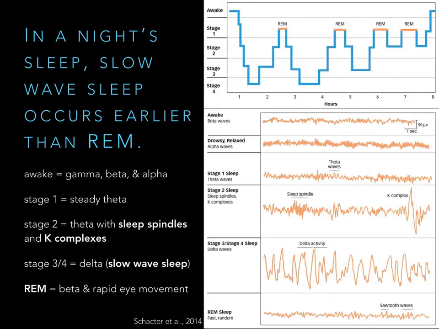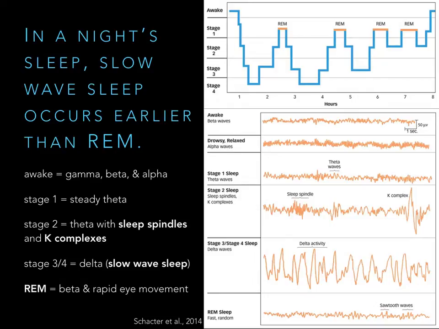So let's walk through a night's sleep. In a typical night, we're going to have slow wave sleep occurring much earlier than REM. REM would be that rapid eye movement, the portion where we all dream. And slow wave sleep is the portion of sleep where we have slow brain waves, those theta and delta waves. Okay, so let's walk through this.